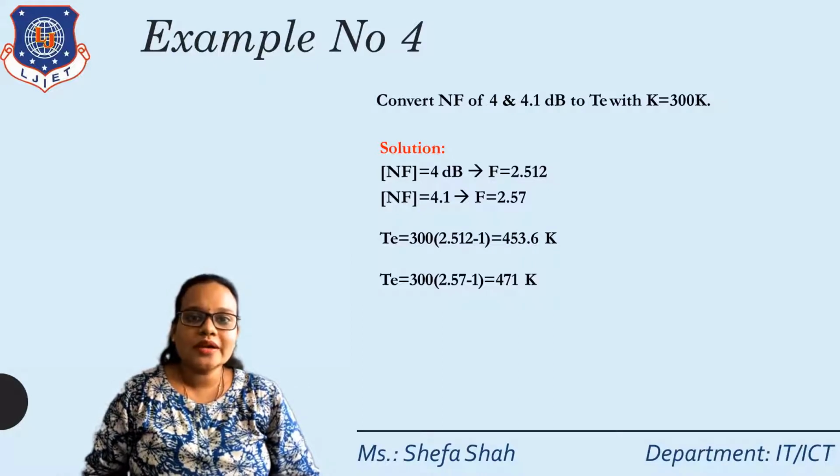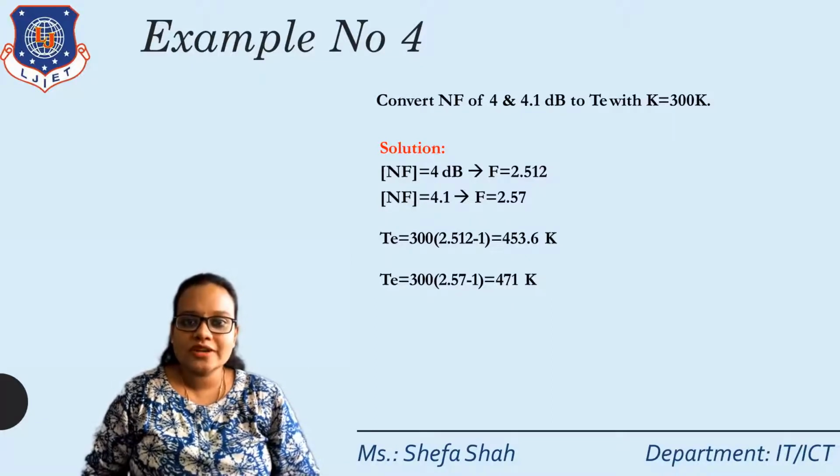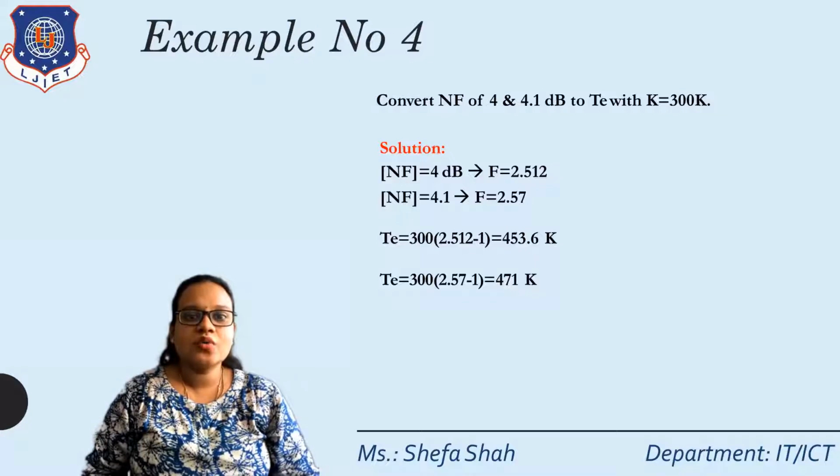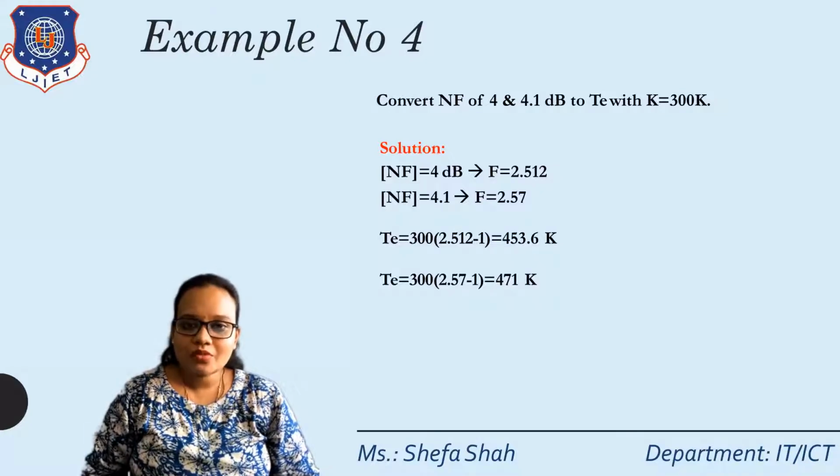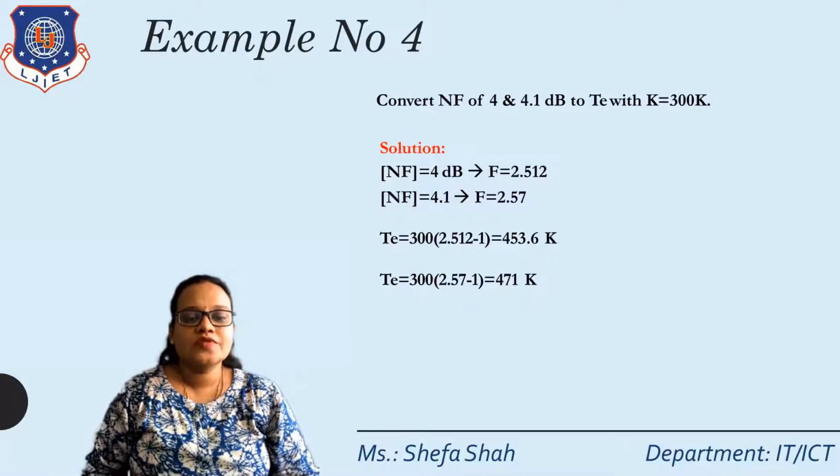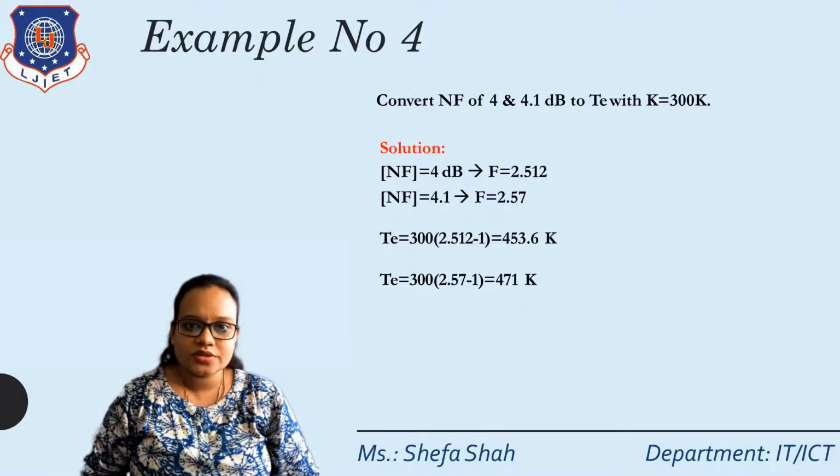So the equivalent temperature will be equal to 300 into bracket 2.57 minus 1. So it will be equal to 471 Kelvin. Right? So this is how we will calculate equivalent noise temperature from the equation, if noise figure or noise factor is given to us.